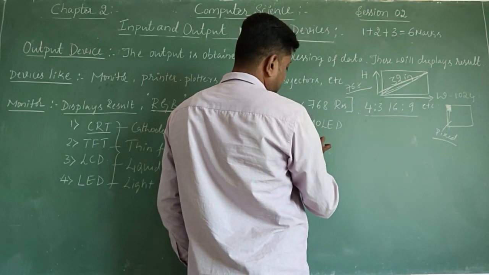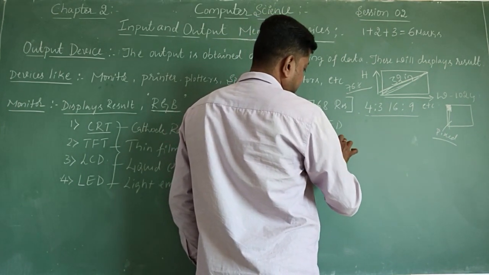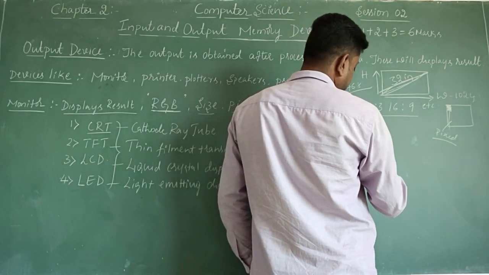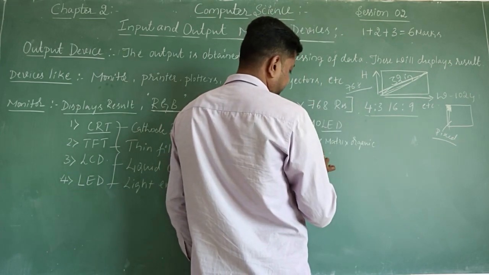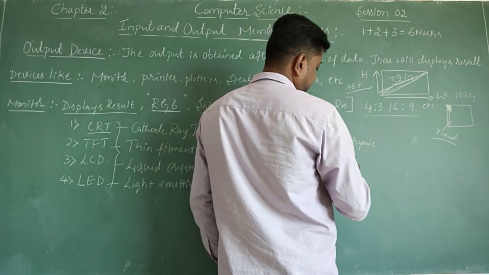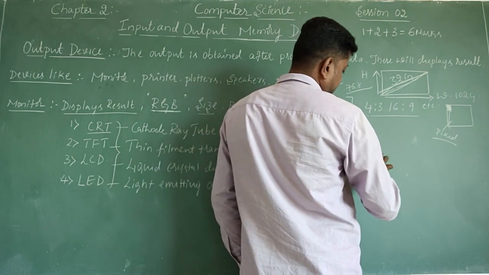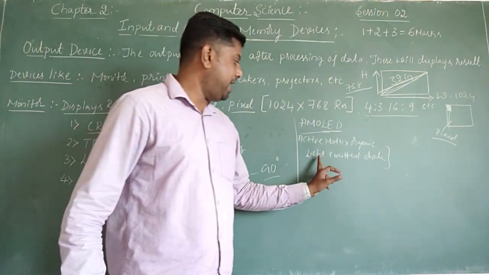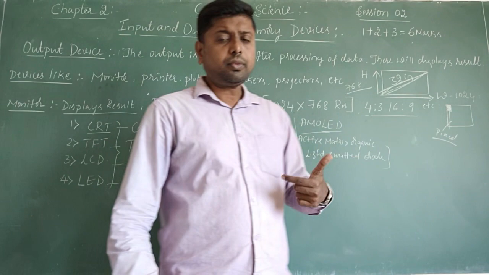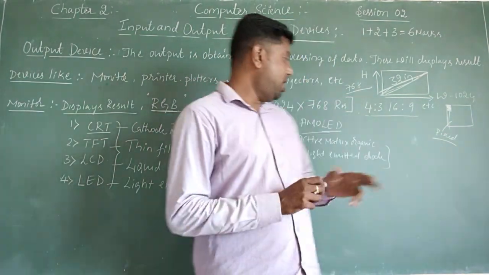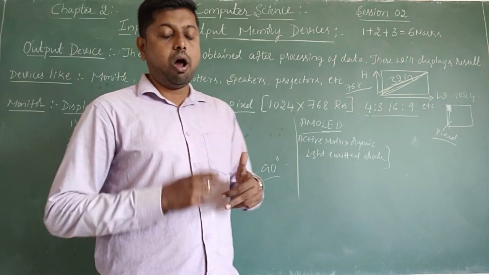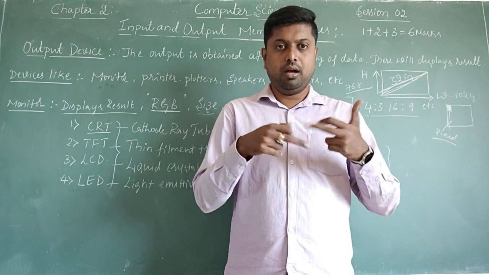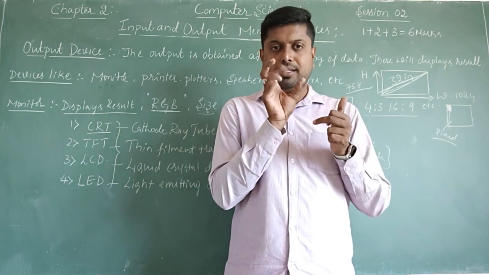AMOLED, active matrix organic light emitting diode. So this is the abbreviation of AMOLED, active matrix organic light emitting diode. This is also an advanced version of the displays. Here, OLED is organic light emitting diode. It gives chemical organic light. Diodes are used to display contrast colors.